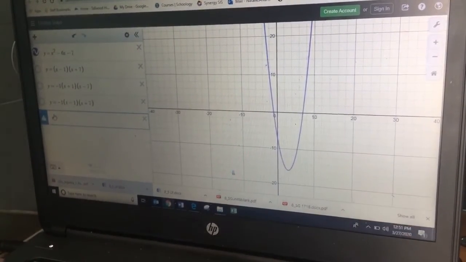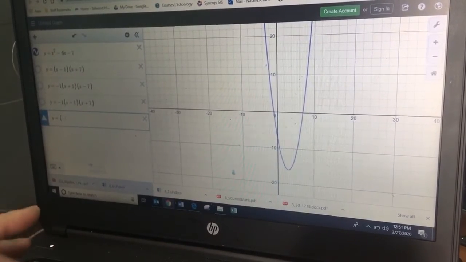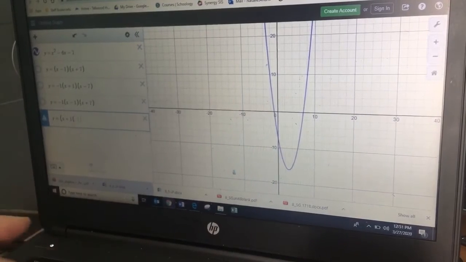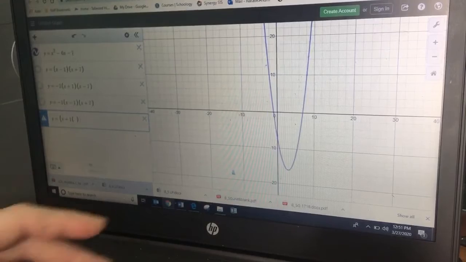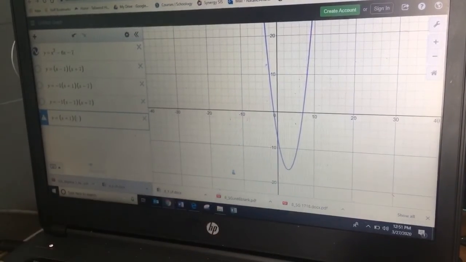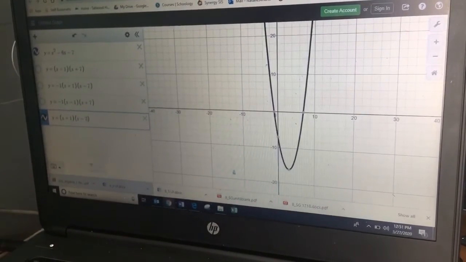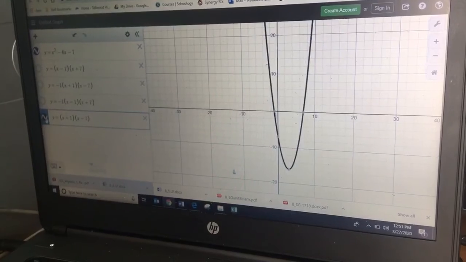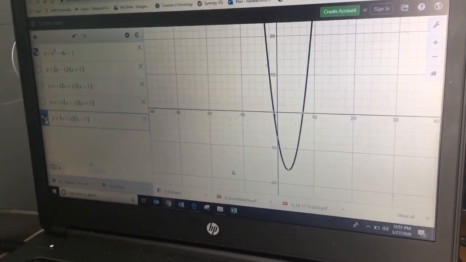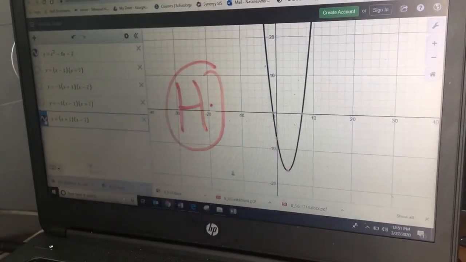y equals (x + 1) and (x - 7). Okay, look at that. It covers. It overlaps. That means that's our answer. See that? So our answer choice is H for number 1.